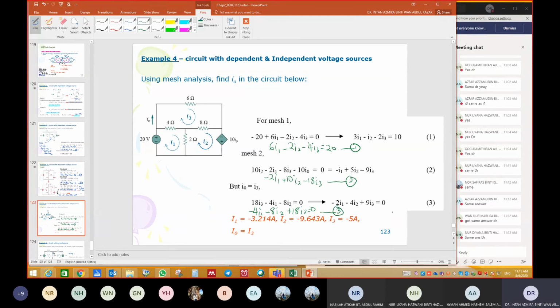Key in your calculator. Finally, you get this answer. And we know that I0 is equal to I3. So just write I0 is equal to I3. It is equal to minus 5 amps. This is our answer. Okay, everybody.